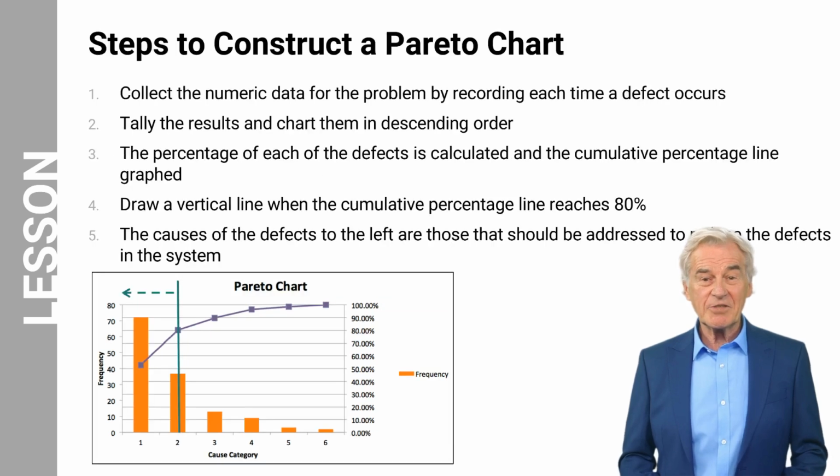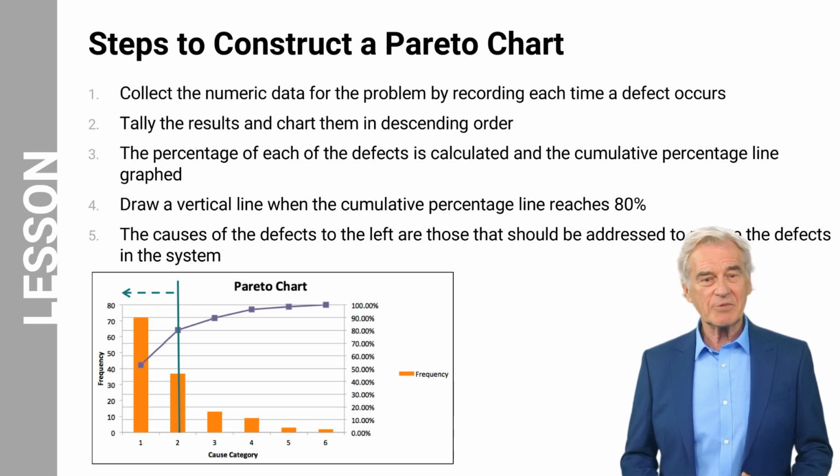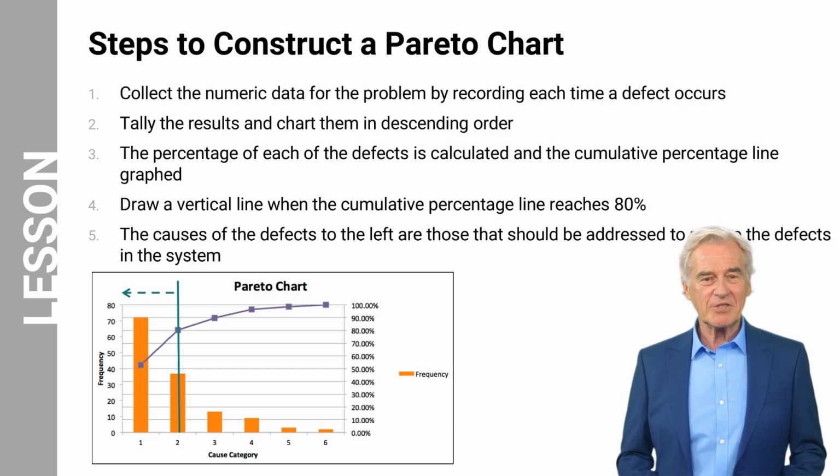Let us look at the essential steps to construct a Pareto chart. You must first collect the numeric data for your problem by recording each time a defect occurs over a set period of time. After the data is collected, tally the number of defects attributed to each cause. Next, the results are charted with each cause category in descending order. Next, calculate the percentage of each of the defects and graph the cumulative percentage line. When the cumulative percentage line reaches 80%, a vertical line is drawn to denote the 80/20 rule. The causes of the defects to the left are those that should be addressed to reduce the major defects in the system.